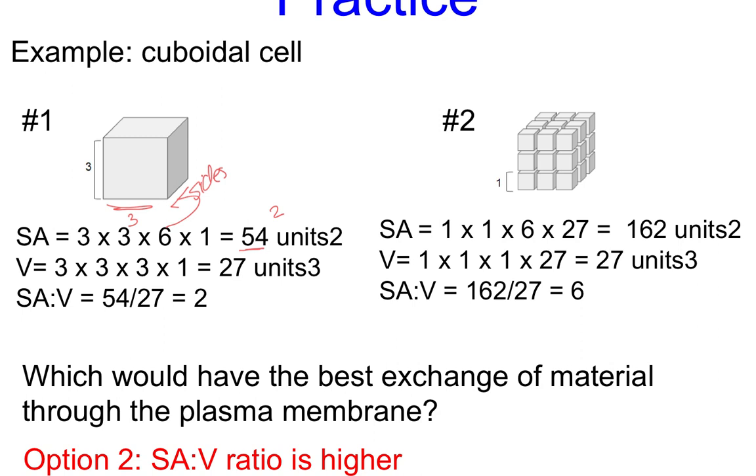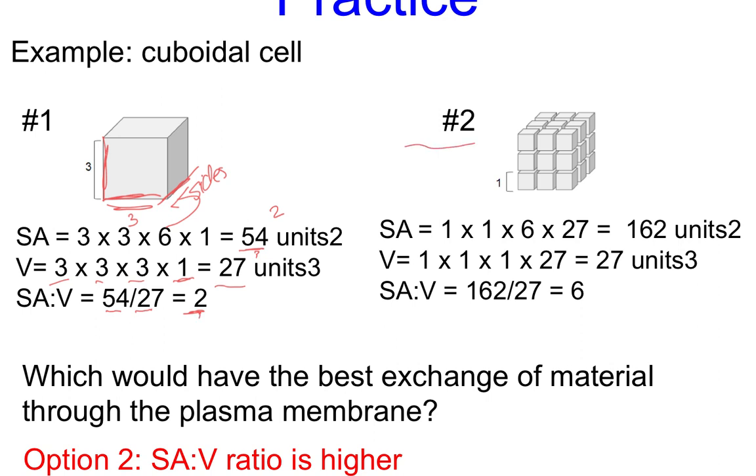Now to calculate volume, that is length times width times height. So 3 times 3 times 3 times the number of cubes, which is 1, gives me 27 cubed. To get the surface area to volume ratio, I'm going to put surface area, which is 54, divided by 27, which is its volume. Divide those two numbers and I get 2.